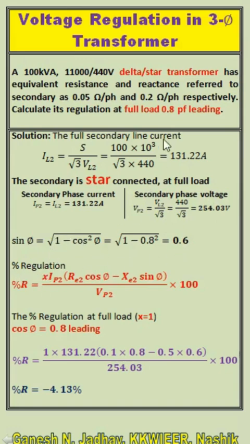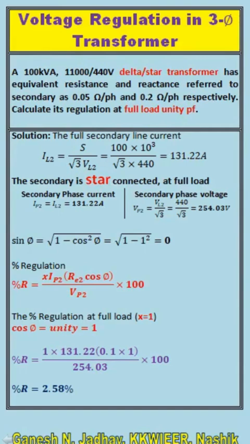Here we have to determine the regulation at a leading power factor. So in this formula, this sign is a minus. All values are phase values because Re2 and Xe2 are phase values. So calculating the percentage regulation at x equal to 1, 0.8 power factor leading, substituting all these values in this formula, the regulation is minus 4.13%.